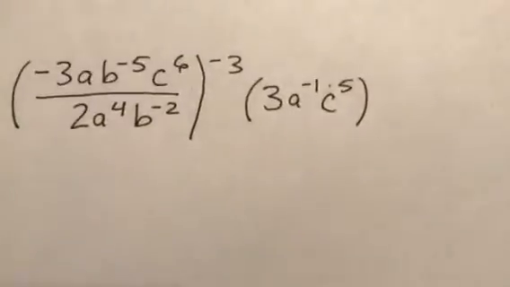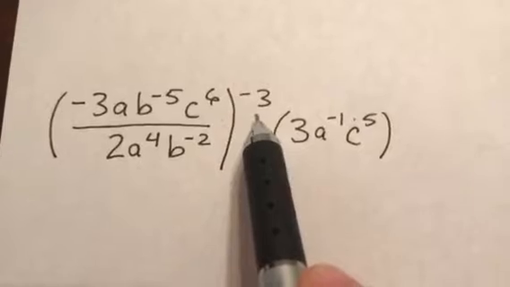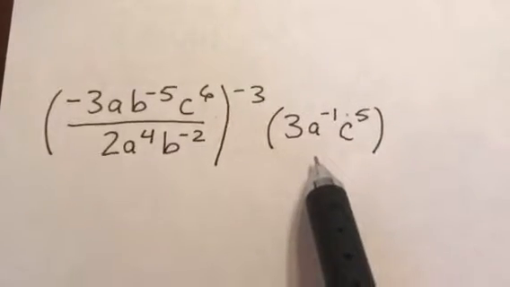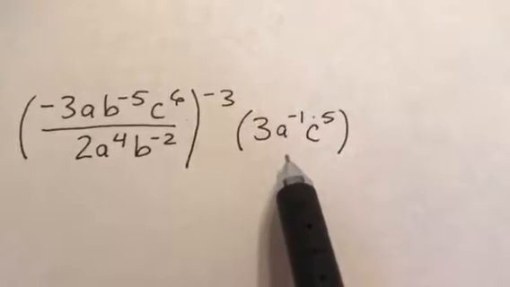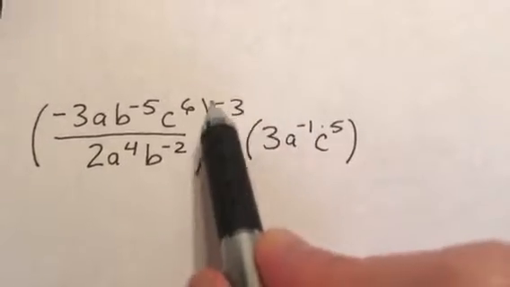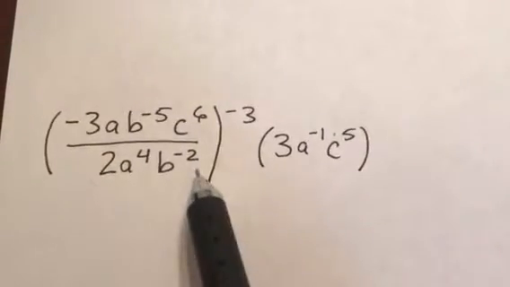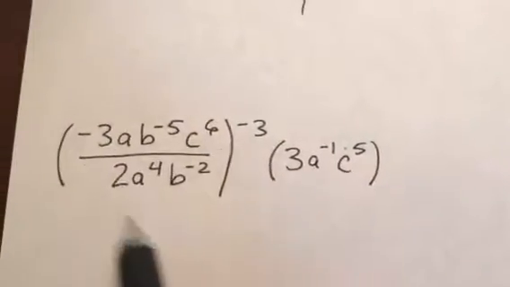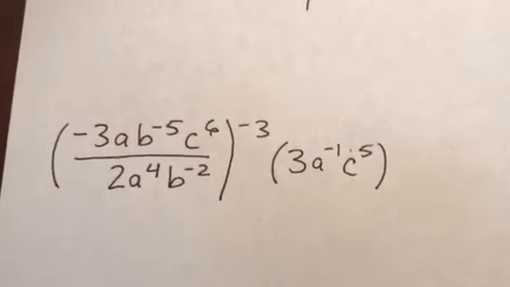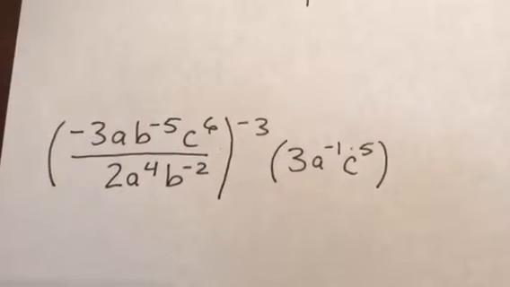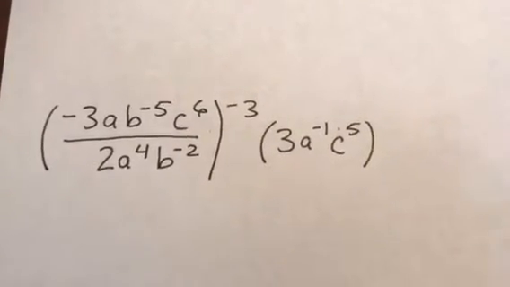So here's our example. We have a fraction raised to a negative power and then multiplied by another term. We can do this one of two ways. We can either apply this negative exponent to each term inside, or we can try to simplify what's inside the parentheses first. In this case, I think it would make the problem simpler to simplify what's inside the parentheses first. And so let's do that.